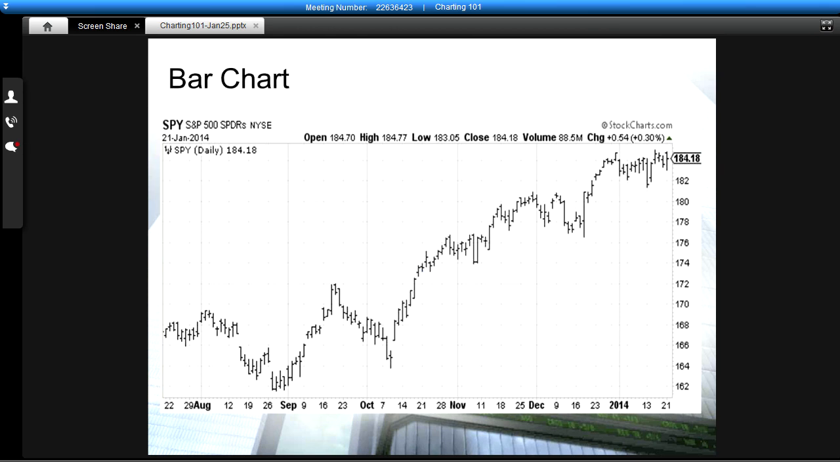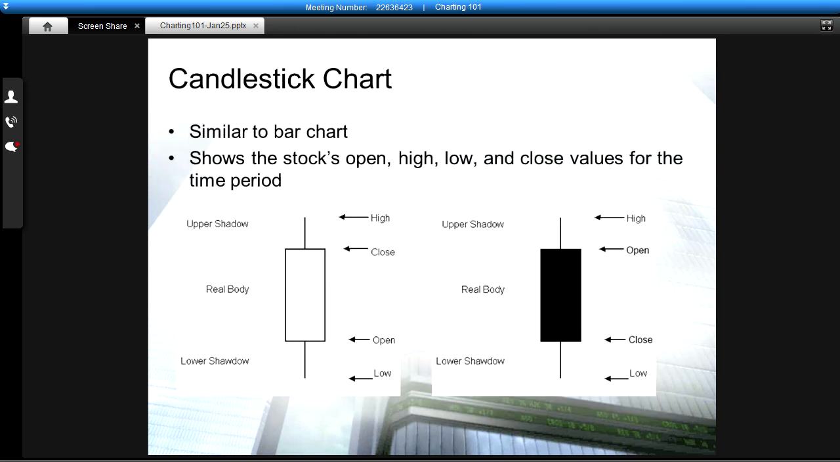So to help with that, a lot of traders have gone to candlestick charts. It's very similar to the bar chart in that it shows both the open, high, low, and close values for a stock price over a period of time. It's just the way that it's drawn that makes it a little different. The high and low are still represented by a vertical line, as you can see here on both diagrams.